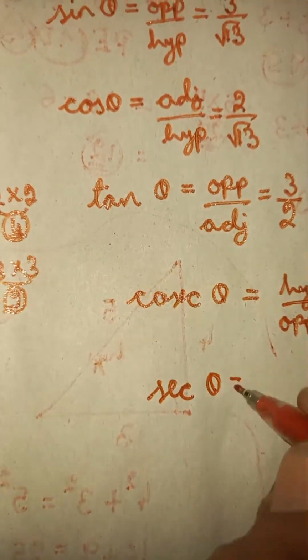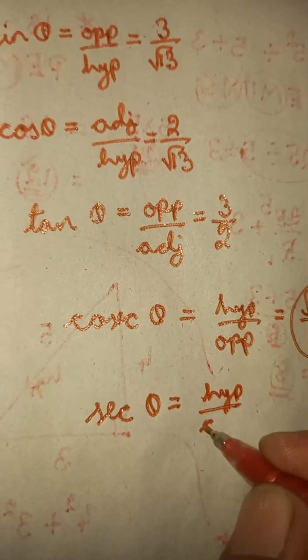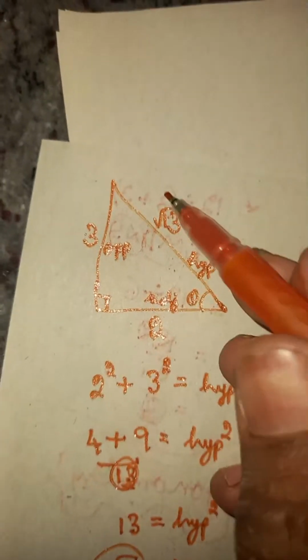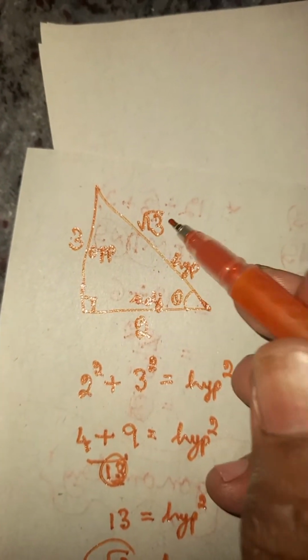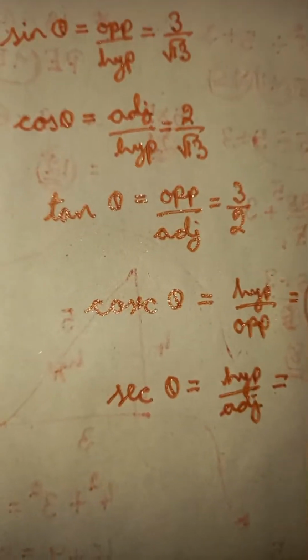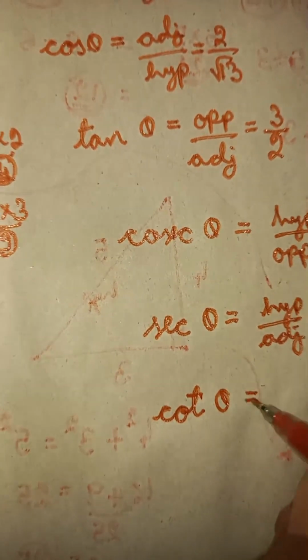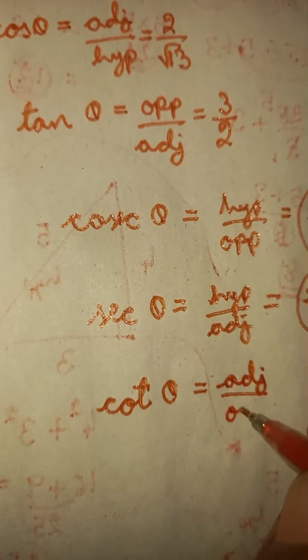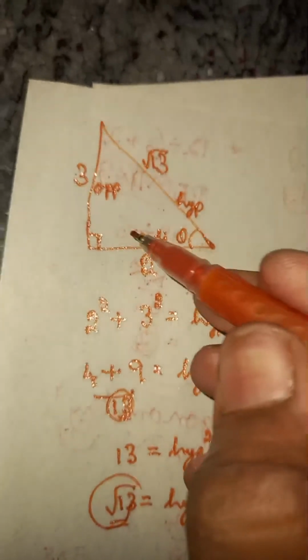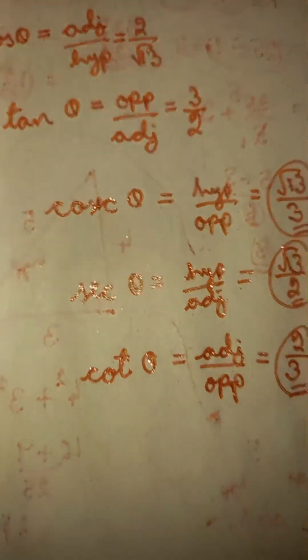And then secant theta means the reciprocal of cos theta, hypotenuse by adjacent. Here it is hypotenuse and this is adjacent. Hypotenuse by adjacent means root 13 by 2. Let's take the final one, that is cot theta. Cot theta is adjacent by opposite, so you're going to get 2 by 3. 2 by 3 is equal to cot theta.